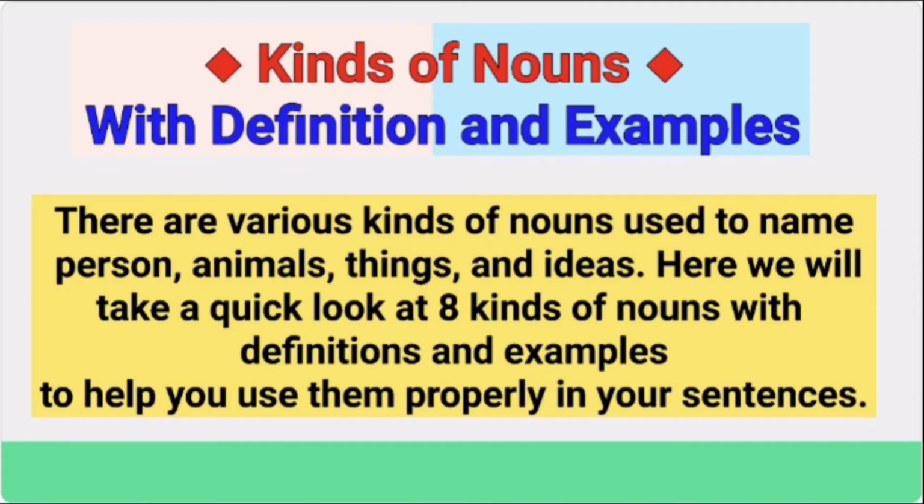Kinds of nouns with definition and examples. There are various kinds of nouns used to name person, animals, things and ideas. Here we will take a quick look at the 8 kinds of nouns with the definitions and examples to help you use them properly in your sentence.